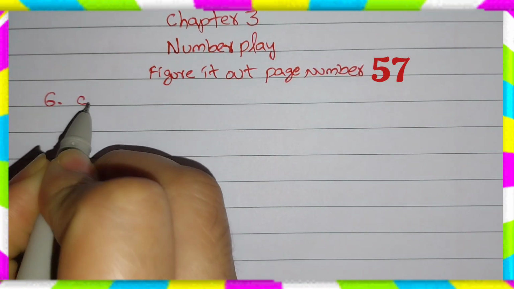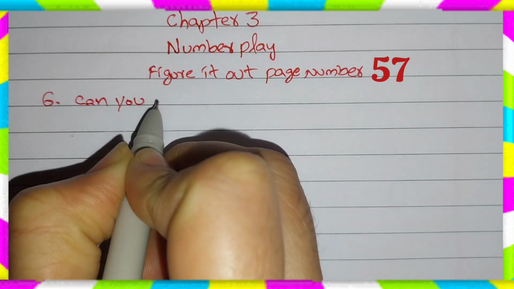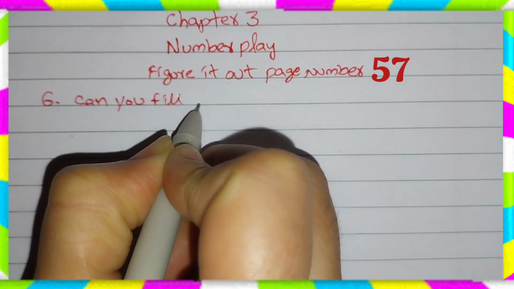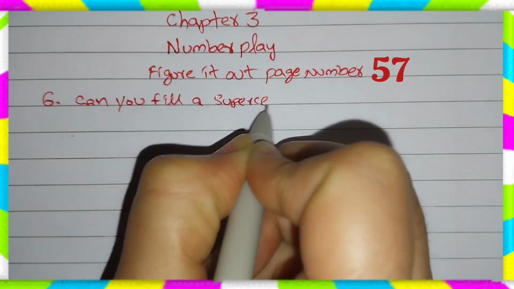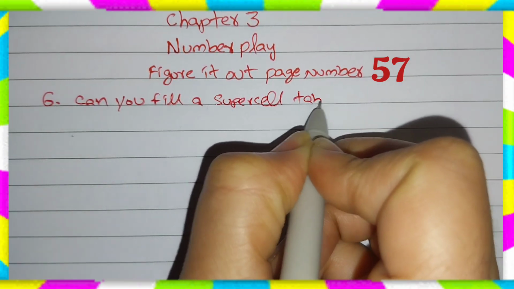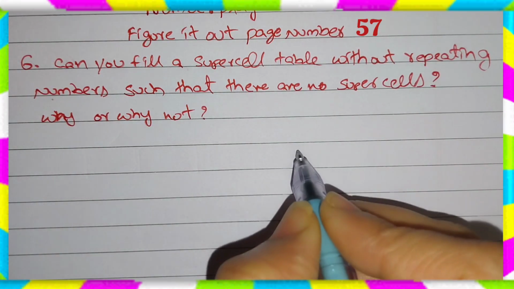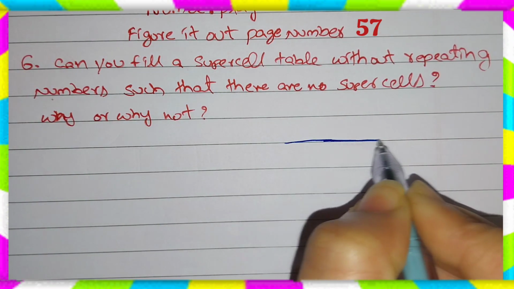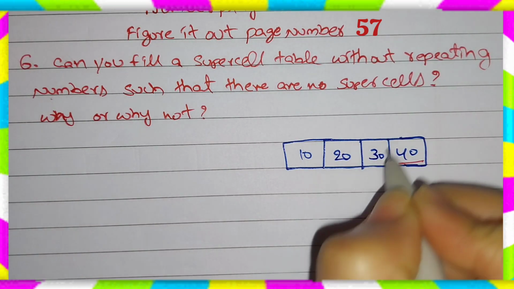Today we are going to solve questions 6, 7, 8 and 9 from page number 57 in chapter 3, Numberplay. Let's solve the sixth question. The sixth question is, can you fill a supercell table without repeating numbers such that there are no supercells? So read the question carefully and understand it.